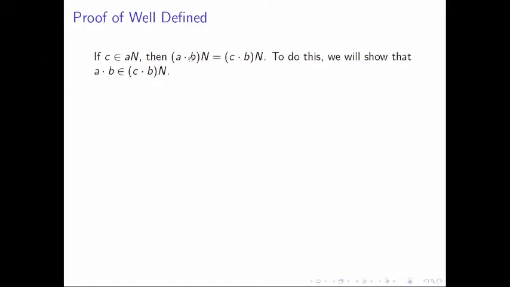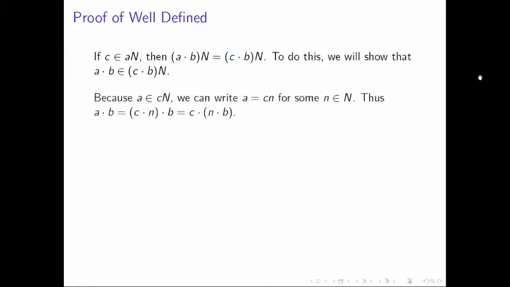So we're going to pick our favorite element of the coset A dot Bn, which is A dot B, and we're going to show that it belongs to the coset C dot Bn. That will show that there's some overlap between these two cosets, and by properties of cosets, they have to be the same. So, because An and Cn are actually the same coset, that means that the element A belongs to the coset Cn. And we can take A then and write it as C dot n for some little n in N. Now, when you look at A dot B, we substitute in C dot n for A. We have C dot nb, and by associativity, this is C dot n dot b.